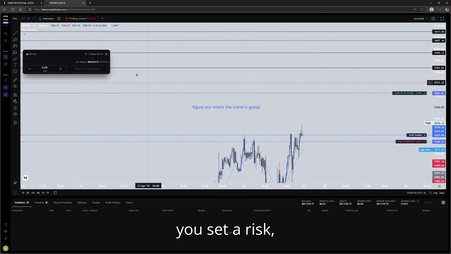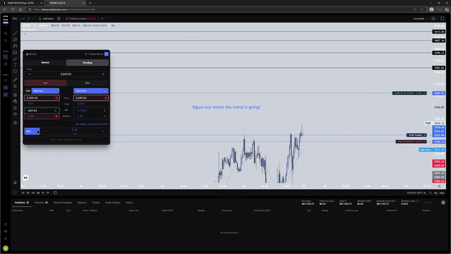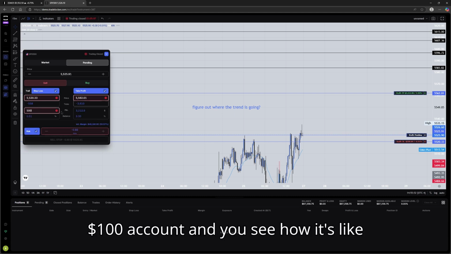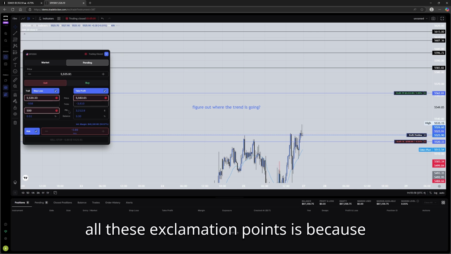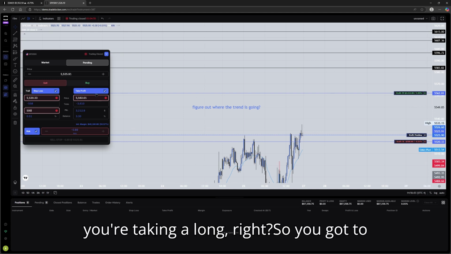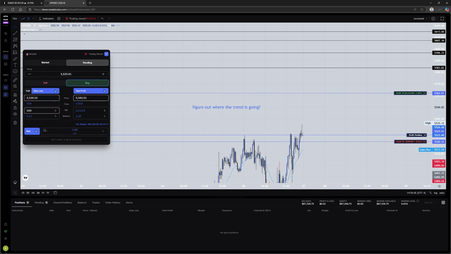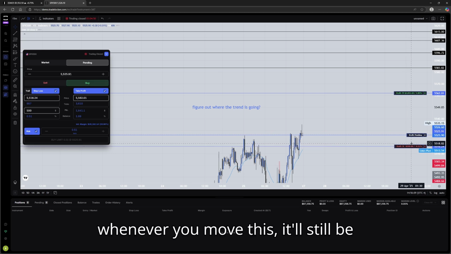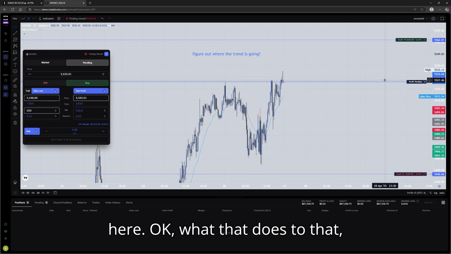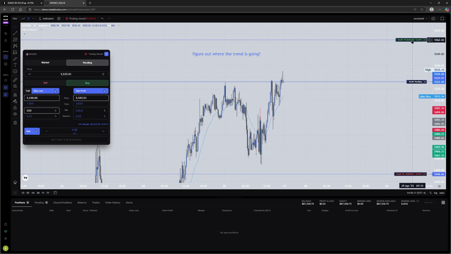I need to set a risk, I need the max, and then you put whatever you're comfortable losing. Say you have a $500 account, and you see how all these exclamation points are because something's wrong. You're taking a long, right? So you got to press buy. So whenever you move this, it'll still be $500. But look, say you set it down here. Look at what that does to that.